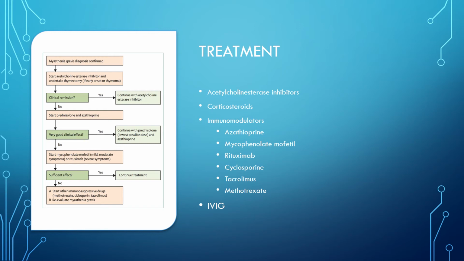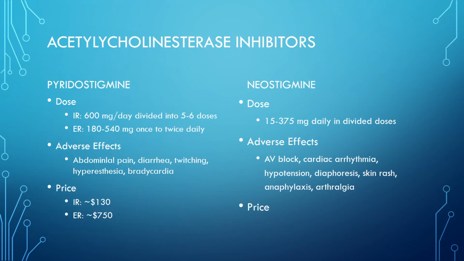So what are our treatment options? Well, we have our acetylcholinesterase inhibitors, our corticosteroids, and our immunomodulators. And then we have this IVIG down here, which isn't really for chronic treatment. So our acetylcholinesterase inhibitors. These are mainly used for symptom management. The big one we use is pyridostigmine. It has the longest half-life.